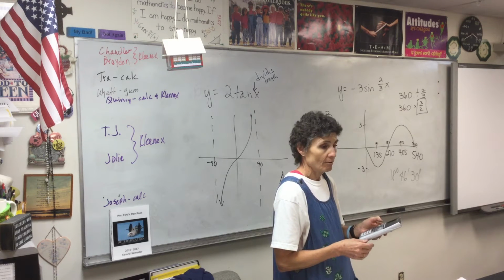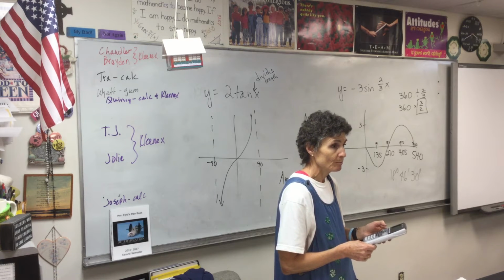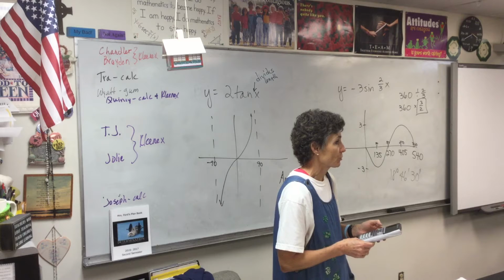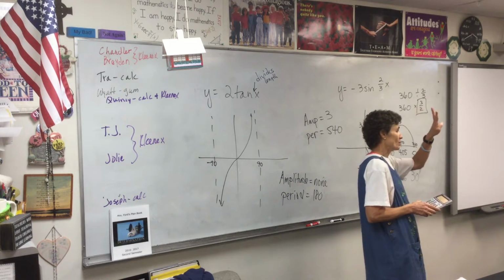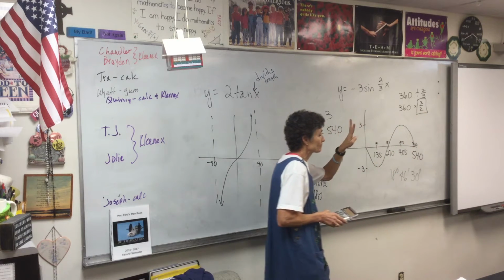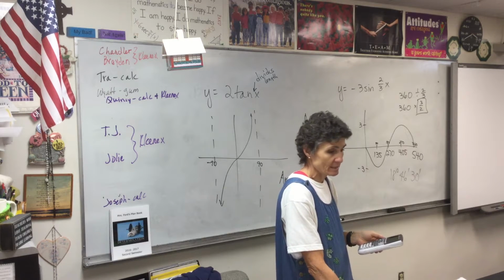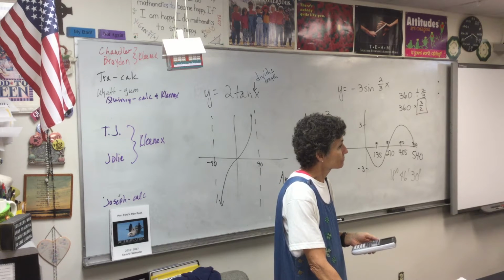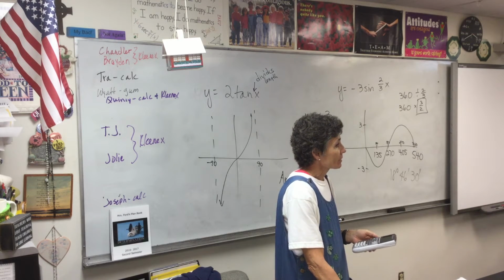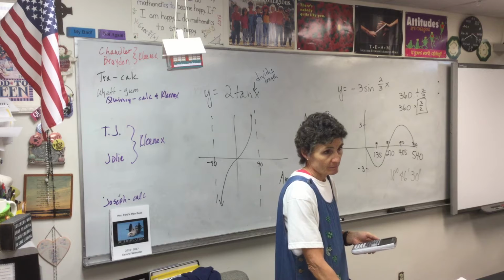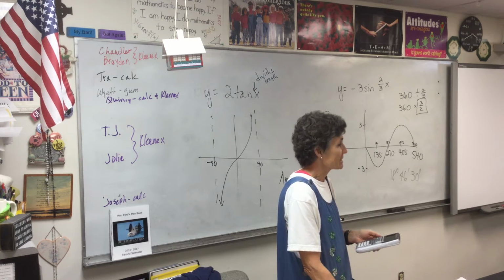I got 0.4731. Did you? 0.4731. The directions say 10,000, which is 4 decimal places. So for problem A, 0.4731. Now I'm going to skip B for a minute because B is in radians, and I don't want to change my calculator. So I'm going to do all the degrees, so I can do C.